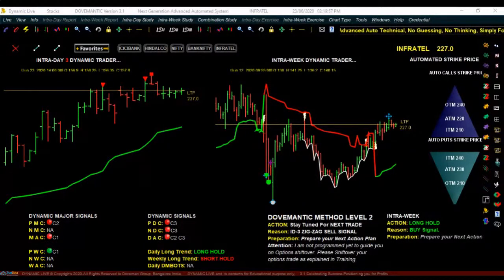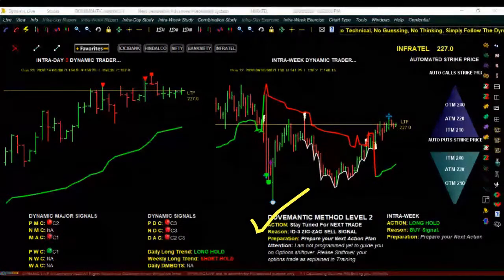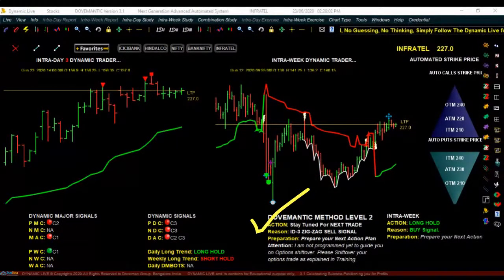And today, for this action information, to give you an entry or an exit, there are some multiple signals at work. Now, which are these multiple signals? Let's have a look.